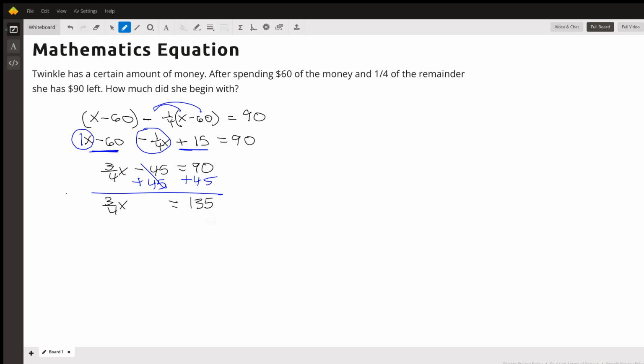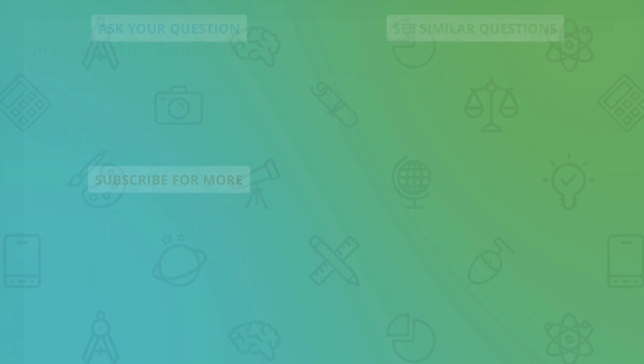Not sure if we're using a calculator with this question or not, so I'm just going to not use the calculator. Whoops, sorry about that. We're going to multiply by 4/3 on both sides, because then we'll get x alone. And so when you do this, if I'm not using a calculator, I'm going to divide that by 3. You get 45. 45 times 4 is 180. And that is how much she started with.